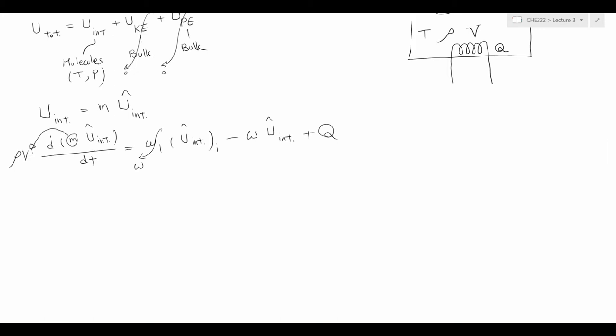So then I would have rho V du internal over dt is equal to, and I can factor W times U internal at the inlet minus U internal at the outlet, plus Q.